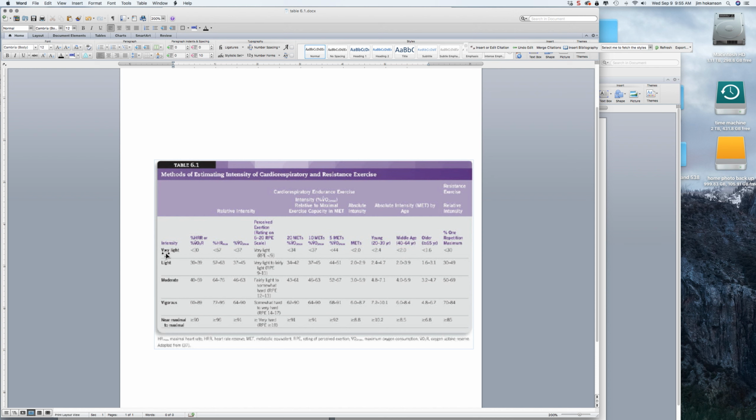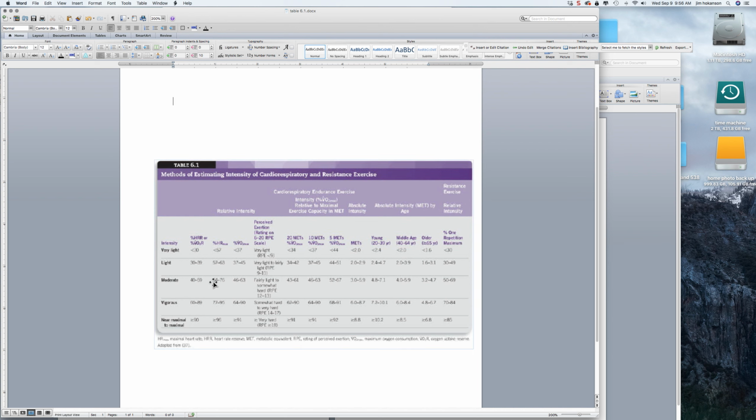Here are the adjectives, the descriptors of how hard this exercise is. So there's light, for example. Using the heart rate reserve method, the range is 30 to 39%. Using the percent heart rate max method, that's 57 to 63%. Moderate is 40 to 59%, and 64 to 76%. Vigorous is 60 to 89%, and 77 to 95%. And you can look at the other values.